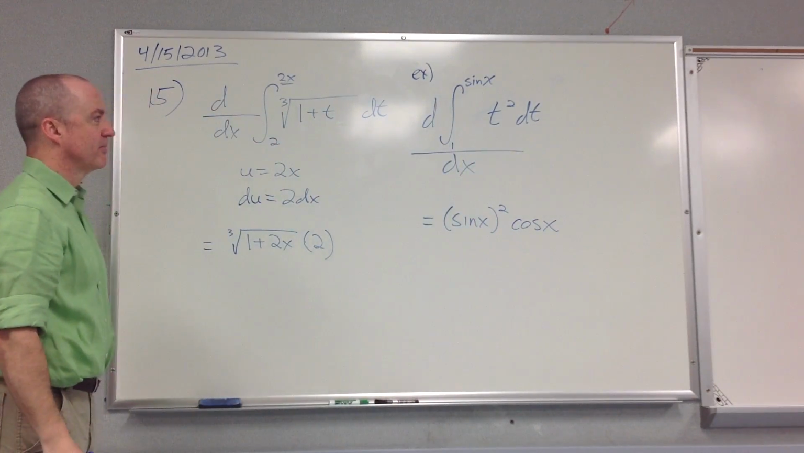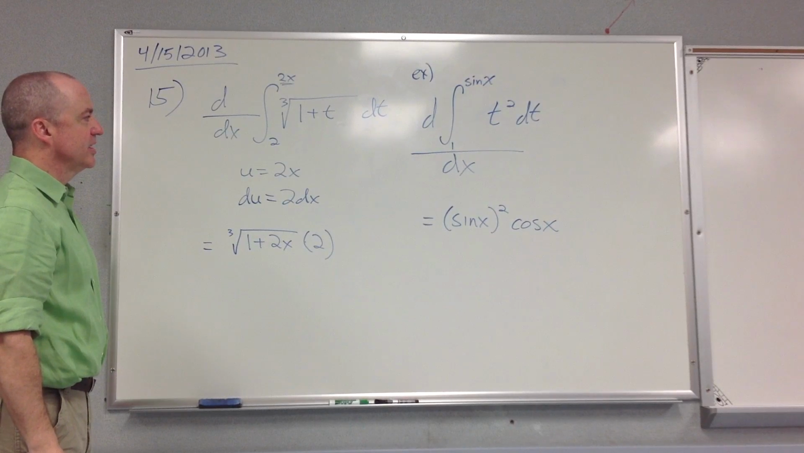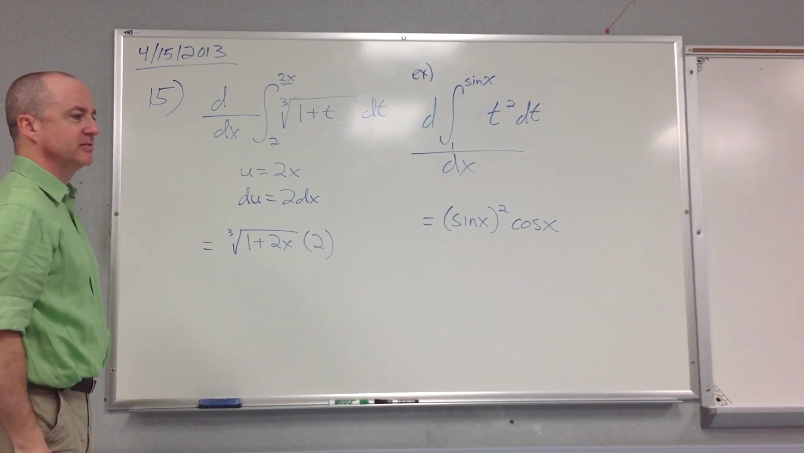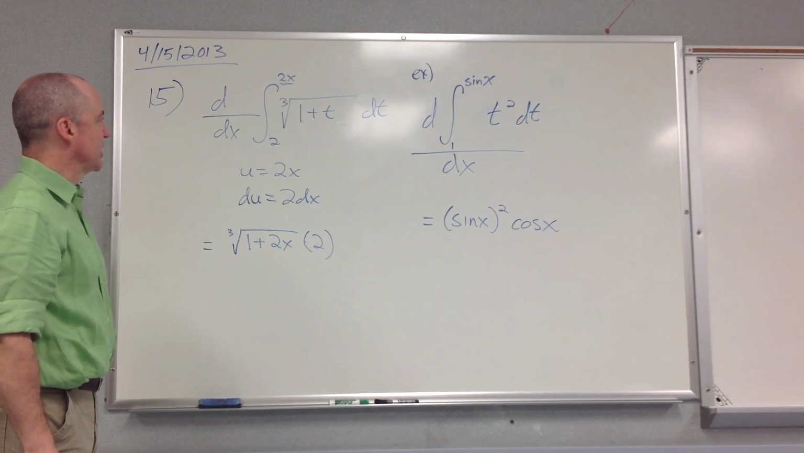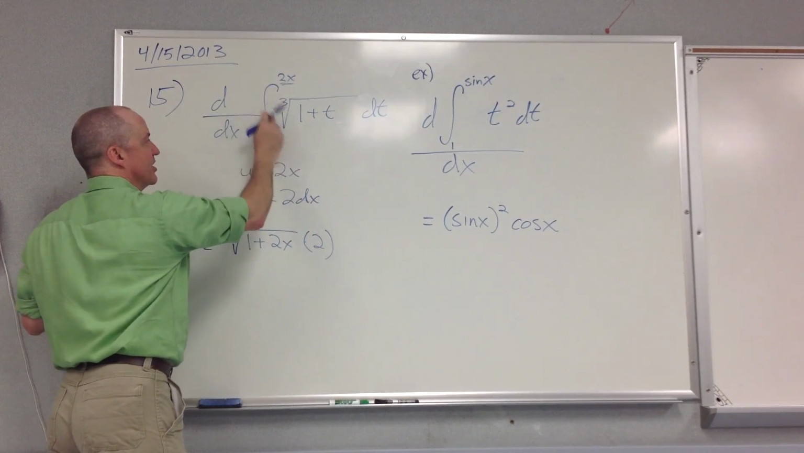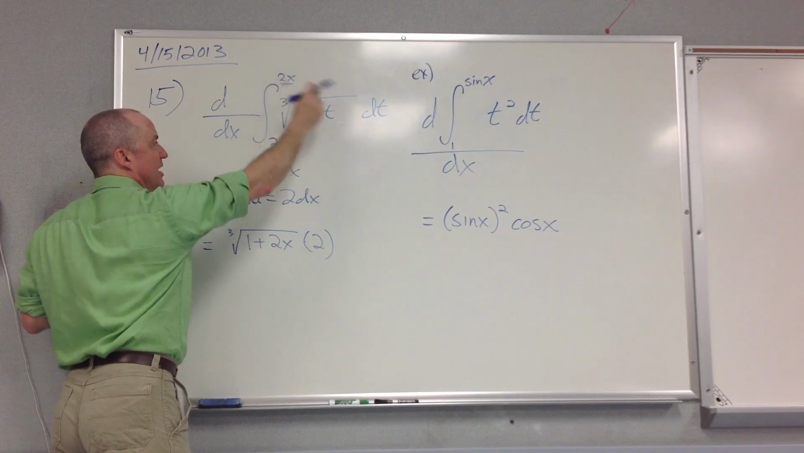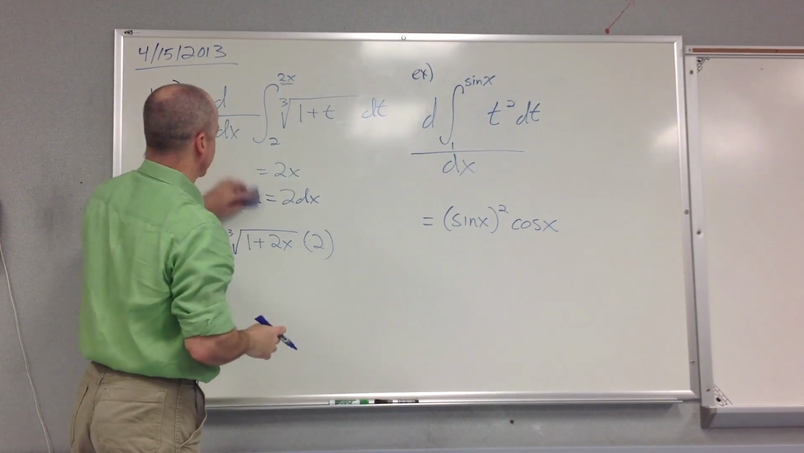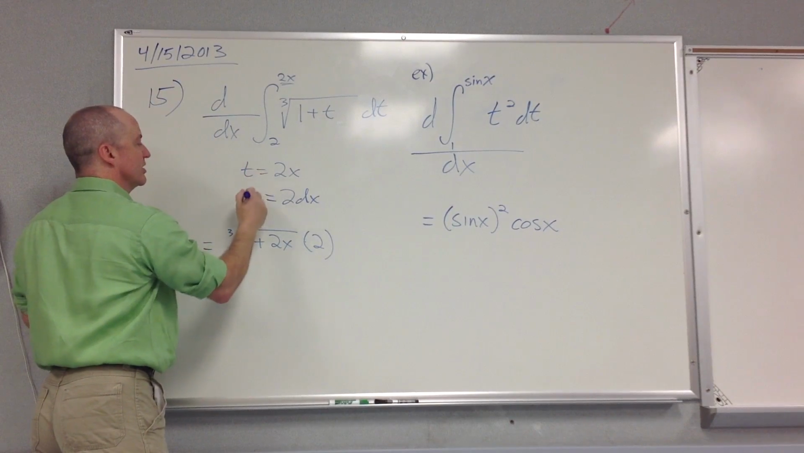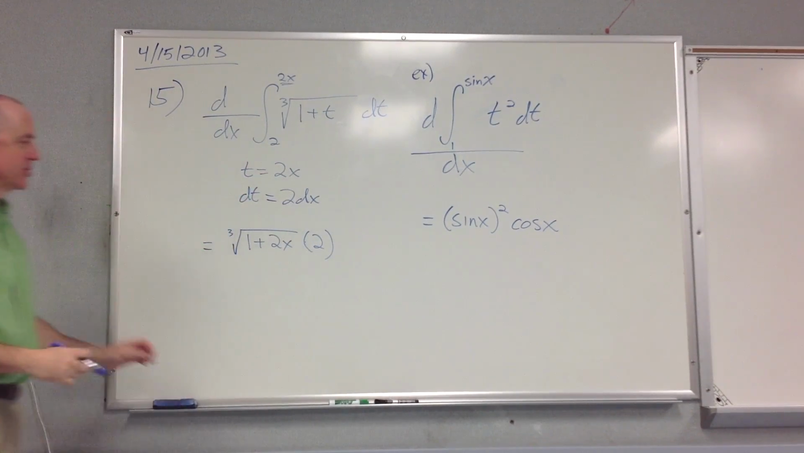Which is weird, I've never seen it before. We did it very briefly, and I don't think I explained it particularly well. So that's what happened here. The derivative and the integral cancel out. The t becomes the 2x. The dt becomes the 2. In fact, it would probably be less confusing if I used t's instead.